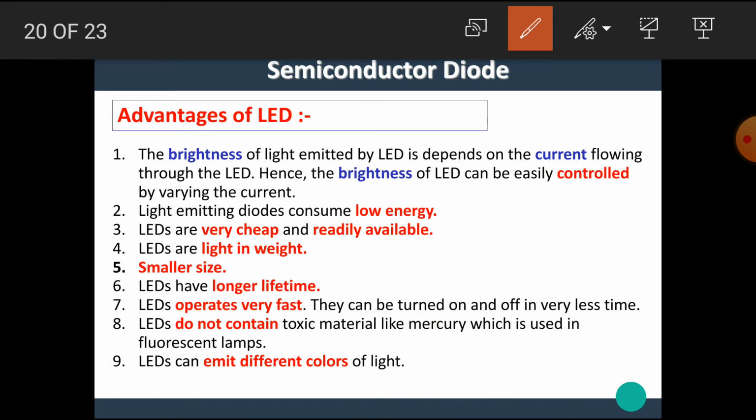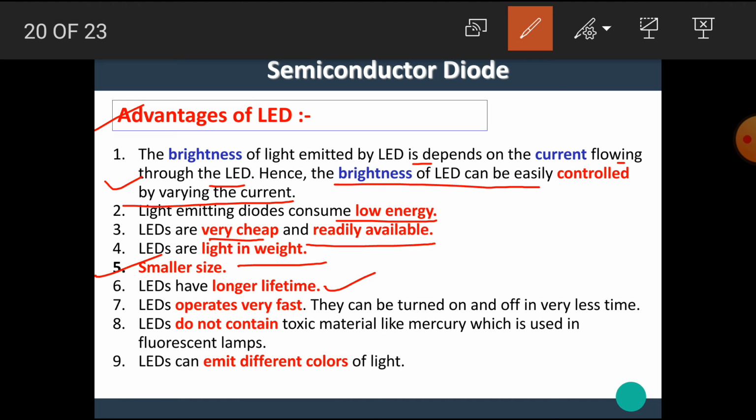Let's see the advantages of the LED. The brightness of light emitted by the LED depends on the current flowing through the LED. Hence, the brightness of the LED can be easily controlled by varying the current. That means if we vary the current across the LED, then the light intensity emitted by the LED is also varied. This is an advantage of the LED. Light emitting diodes consume low energy. LEDs are very cheap and readily available. LEDs are light in weight. They have a smaller size. LEDs have a longer lifetime.